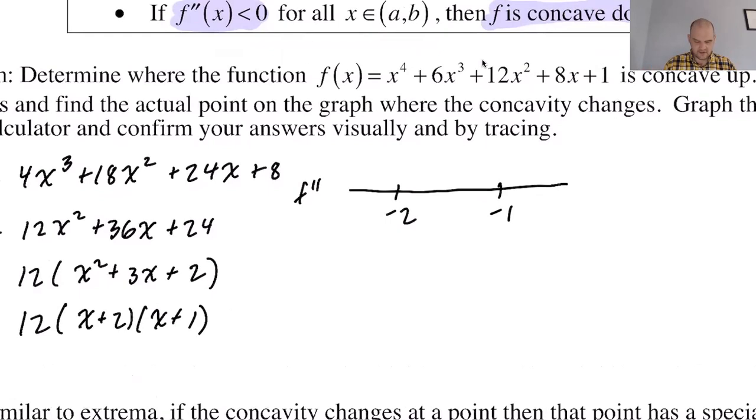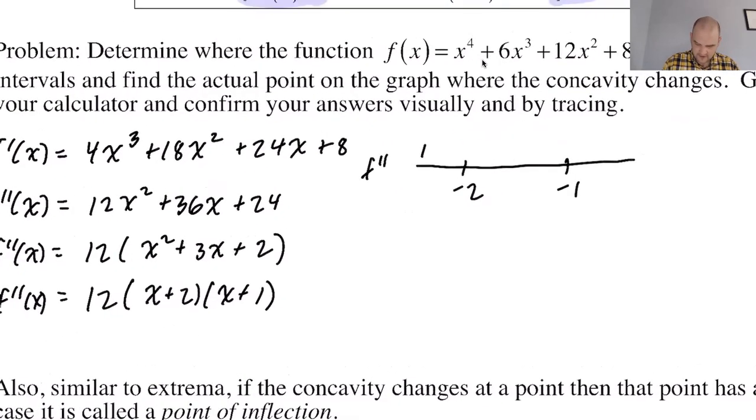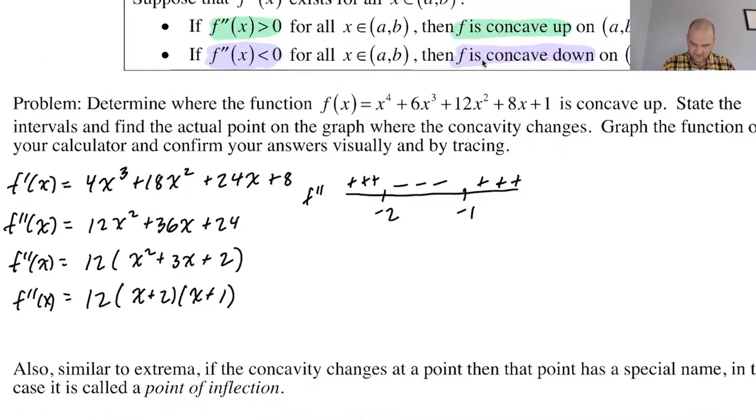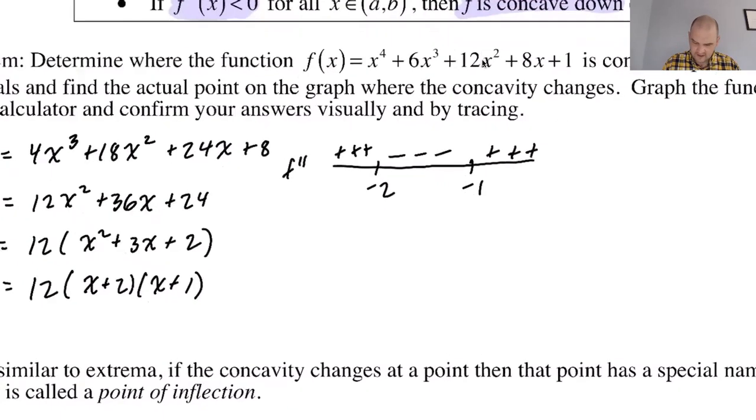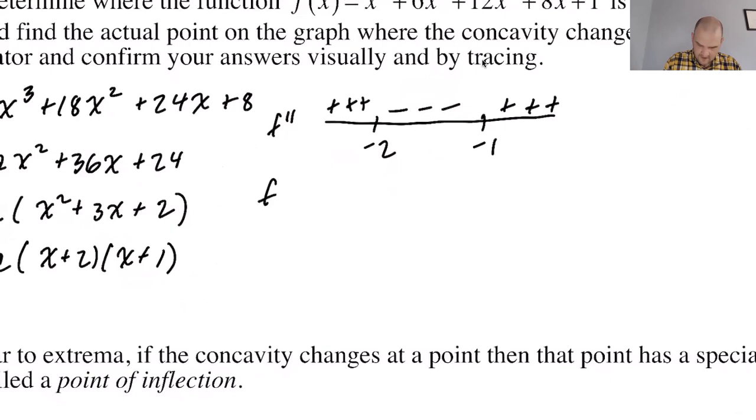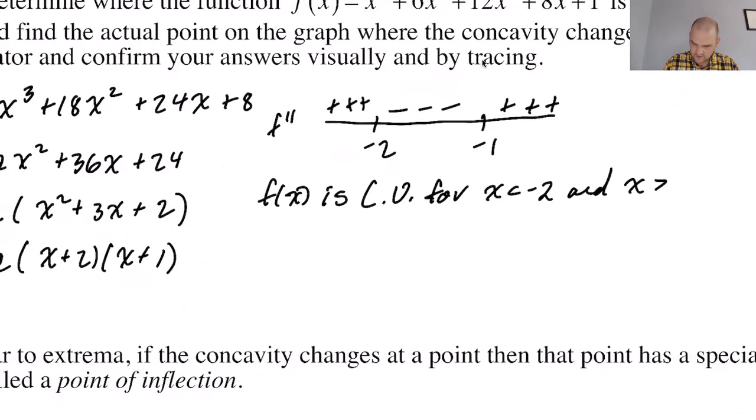Quadratic that opens up is our second derivative, so I know it's going to go plus, then minus, then plus. Okay, so what am I looking for? Concave up. Concave up means that the second derivative is positive, the first derivative is increasing, but since I have the second derivative, I'll just find where that's positive. So let's say f of x is concave up for x less than -2 and x greater than -1.